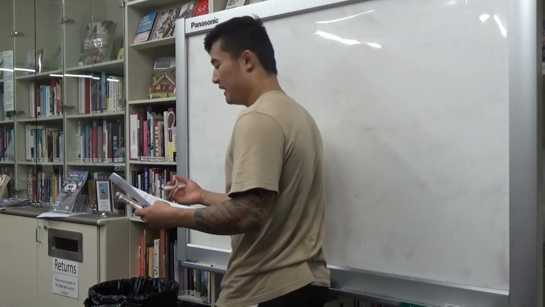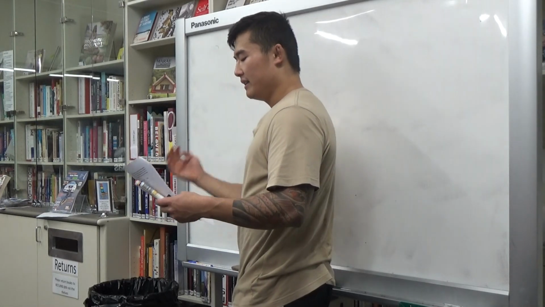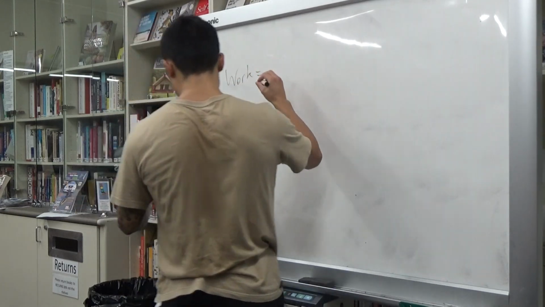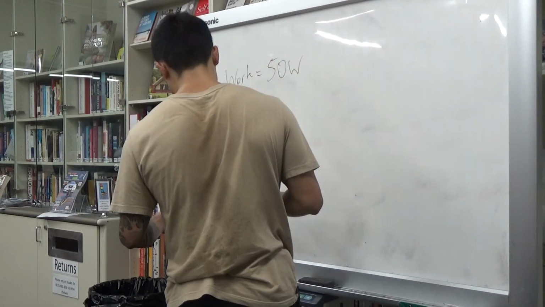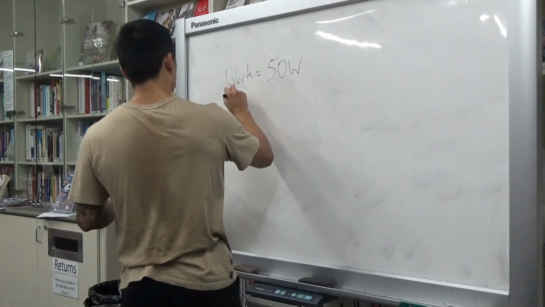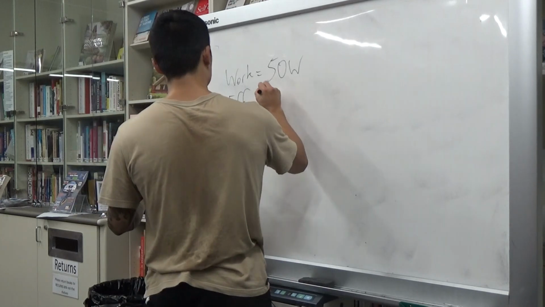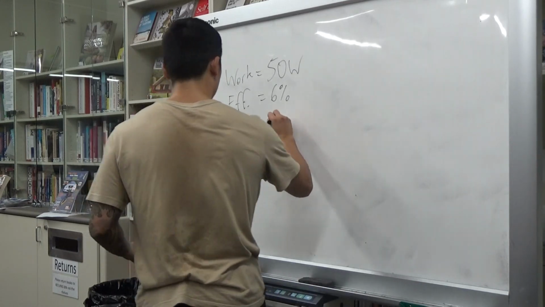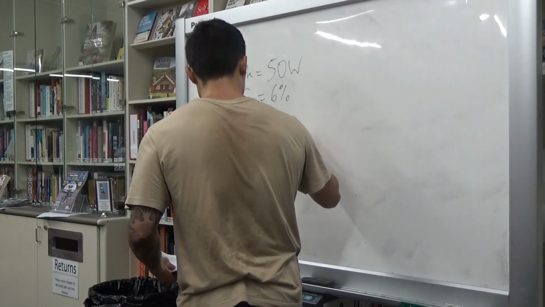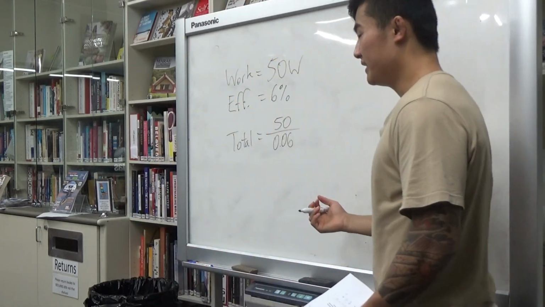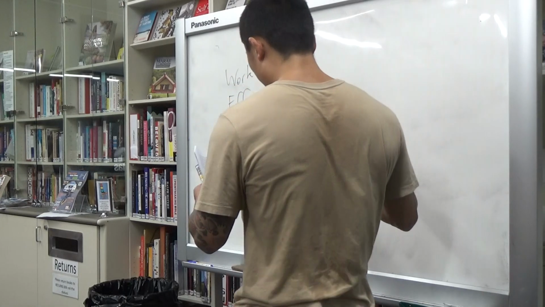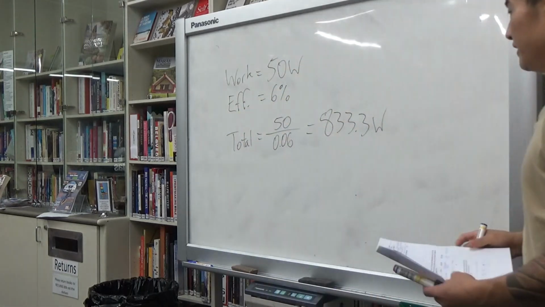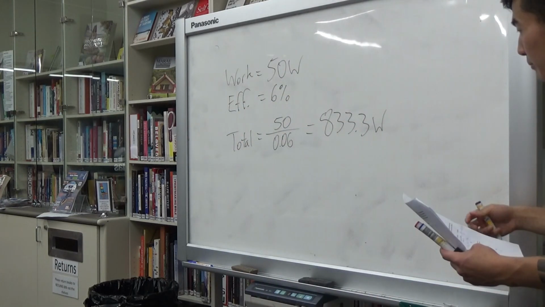So what we can do is calculate the total amount of energy that it's going to be using. So work is equal to 50 watts and efficiency is 6%. So the total is going to be 50 divided by 6%, which is 0.06, and that will give you 833.3 watts. Okay, so that's the total energy being used per second.